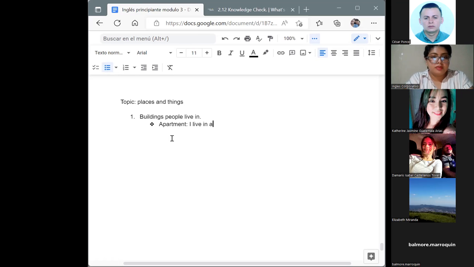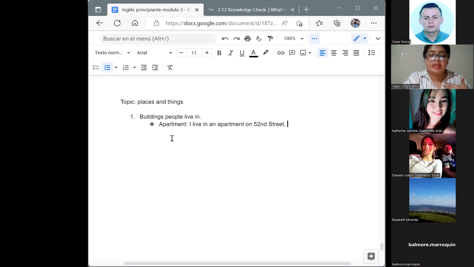I live in an apartment on Street. This one is a very basic word because you know that apartment in Spanish is apartamento. So that one is not complicated for us to understand the meaning. We can say in the example, I live in an apartment on.